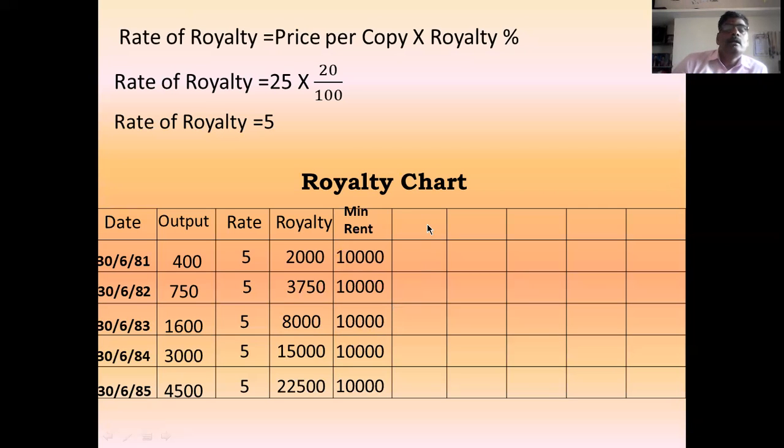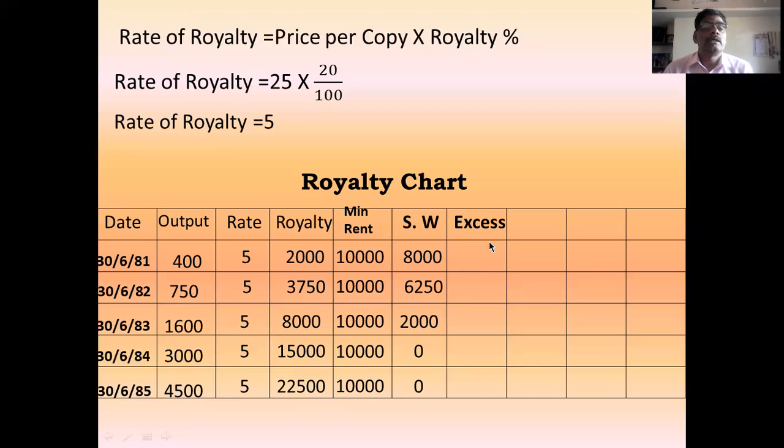Okay. Next you calculate short working. Short working is equal to minimum rent minus royalty. First year, 10,000 minus 2,000, 8,000. Second year, 10,000 minus 3,750, 6,250. Third year, 10,000 minus 8,000, it is 2,000. And fourth year there is no short working because royalty is more. Then last year there is no short working because royalty is more than minimum rent.